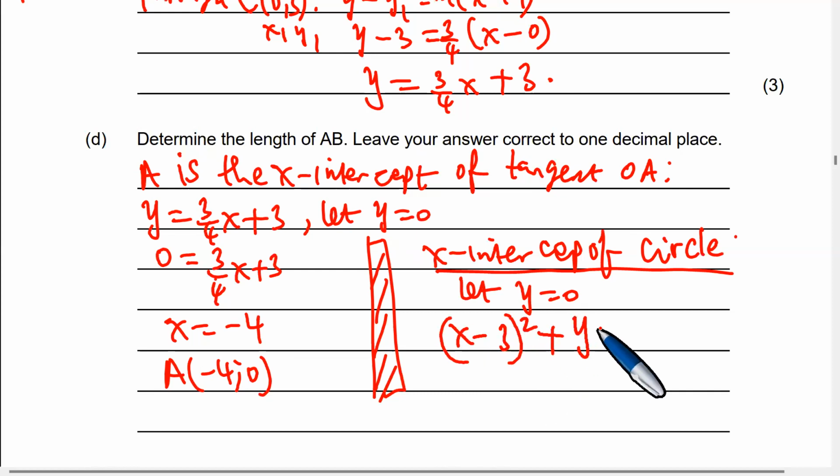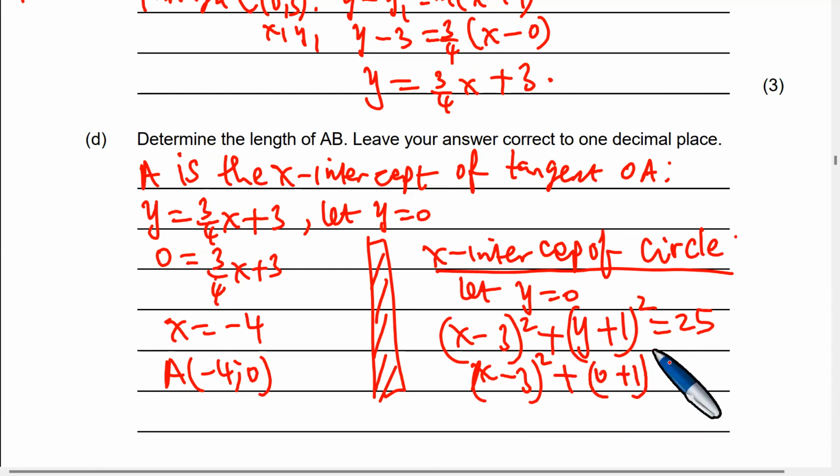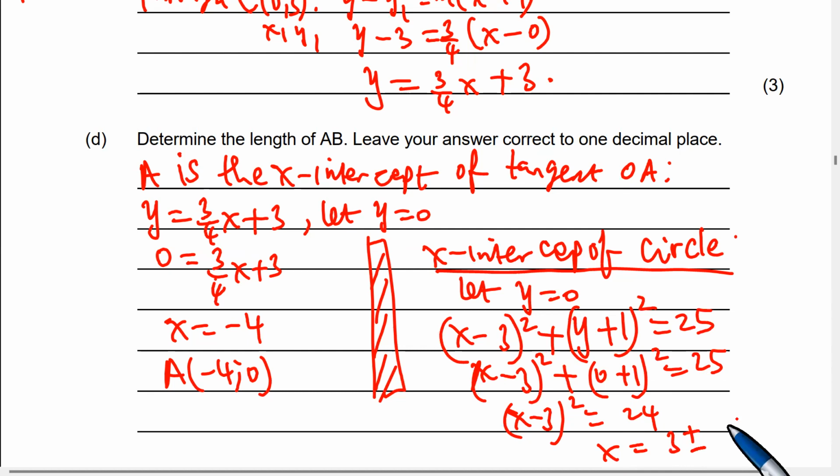(x - 3) squared plus (y + 1) squared, which is equal to 25. You make y 0 here. So which means you have this one squared: 0 plus 1, you square this, equals 25, which means (x - 3) squared is 25 minus 1, which is 24. Right, so you take the square root and you solve everything. Okay, so this is going to be 3 plus or minus the square root of 24.